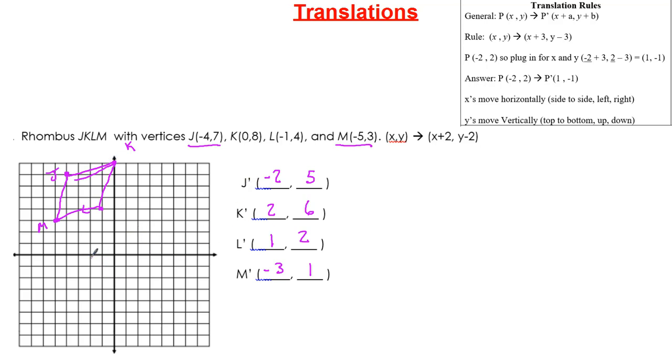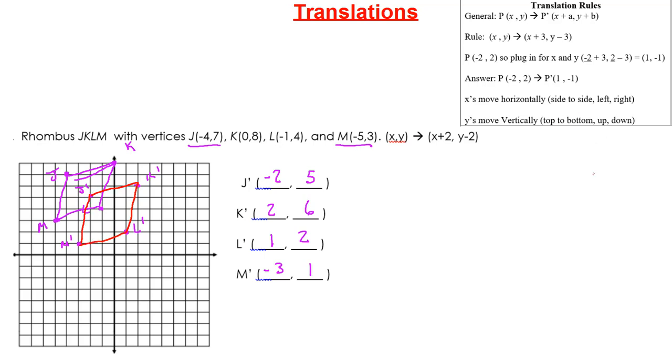J prime is negative 2, 5. So they're going to be inside of each other. So you do have to watch out for that, so that you don't get confused. Here we go, K prime. And then we got 1 and then 2. That's L prime. And then lastly, negative 3, 1. That's going to be M prime. So then let me just go ahead and create another color here. So as you can clearly see, it's translated. It goes inside of each other, which is absolutely fine.